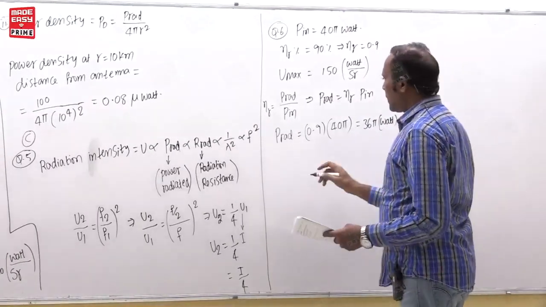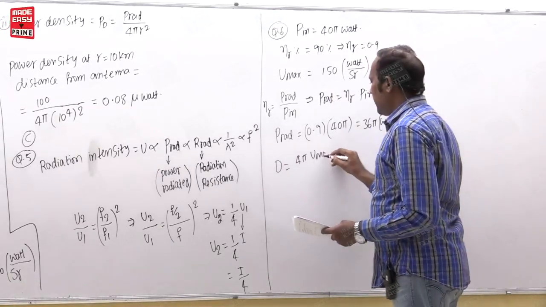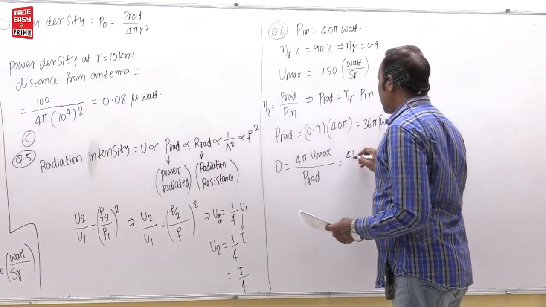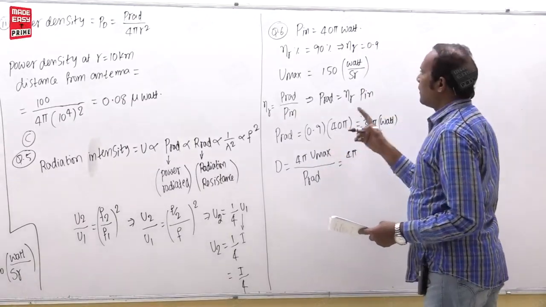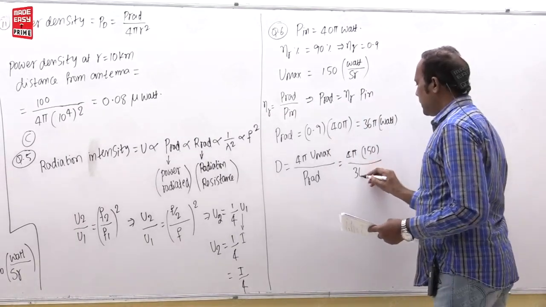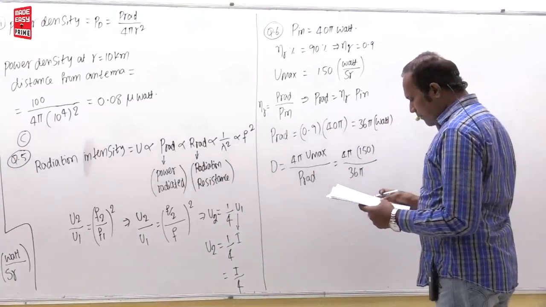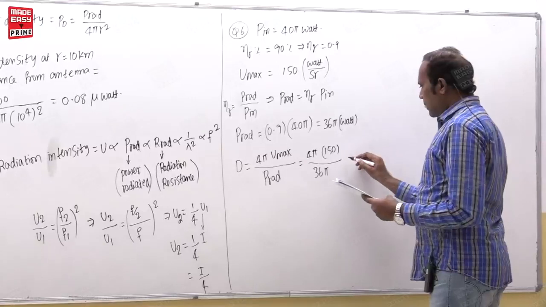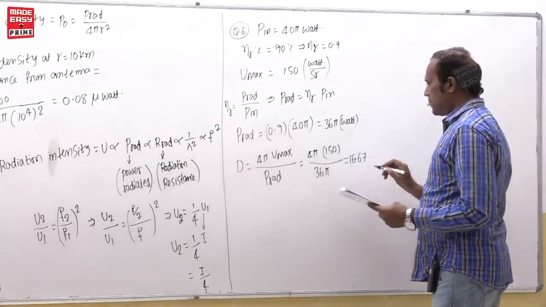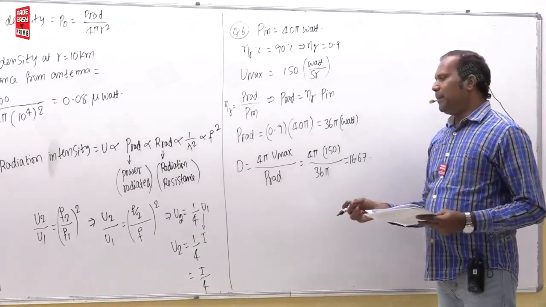Now dear students, you can find directivity. Directivity is equal to 4 pi into maximum radiation intensity divided by power radiated. That is 4 pi into maximum radiation intensity, 150, divided by 36 pi. Now this value becomes 16.67.